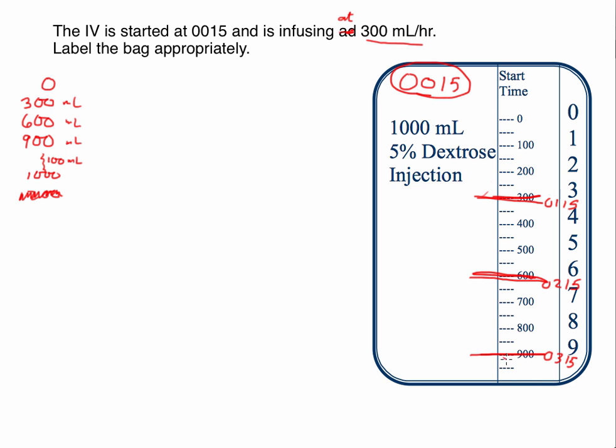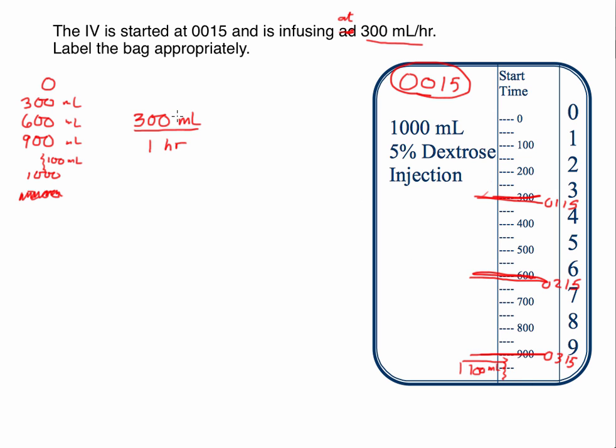We need to figure out what is this time. Well, let's think about the distance here. We need 100 more milliliters to infuse, right? That's what we said here. But 300 milliliters are going in every hour. So we can actually set up a proportion. I know that there are 300 milliliters going in every 1 hour. And I don't have an additional hour's worth of time here, because that's not a 300 from 900 to 1,000. It's not 300 milliliters, it's only 100.